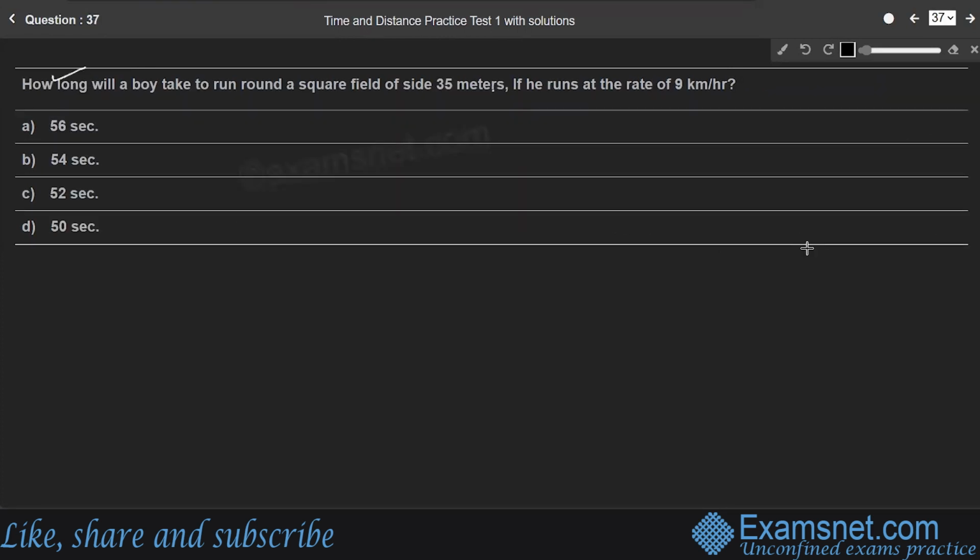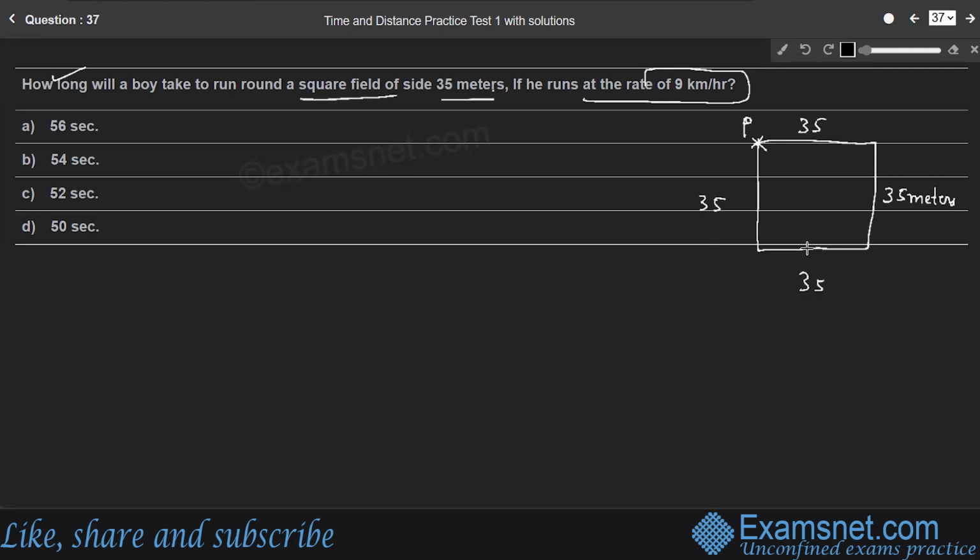Question 37. How long will a boy take to run round a square field of side 35 meters if he runs at the rate of 9 kilometer per hour? So we'll consider a square field of side 35 meters. A boy starts from some corner point P. In order to complete one round, he has to cover the sides of the square field, 35 plus 35 plus 35 plus 35, with 9 kilometer per hour speed. So what is the time taken by him?